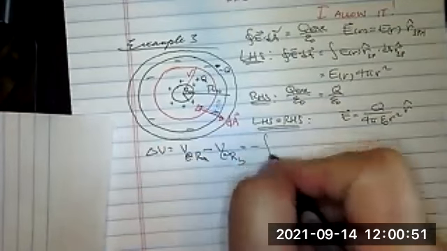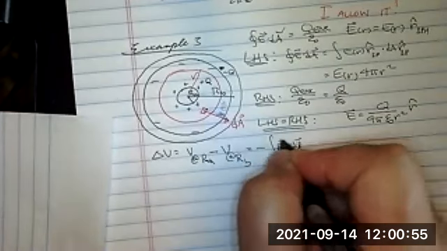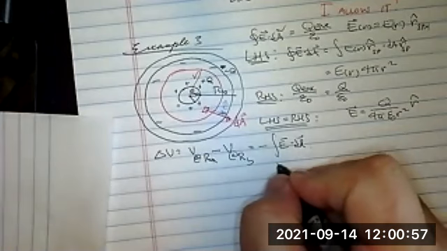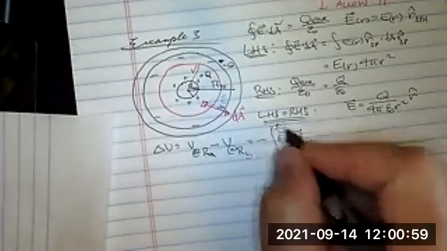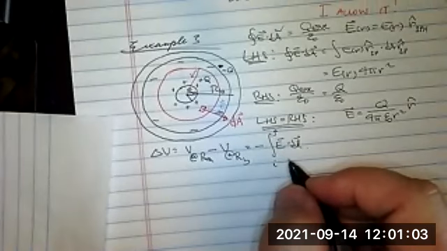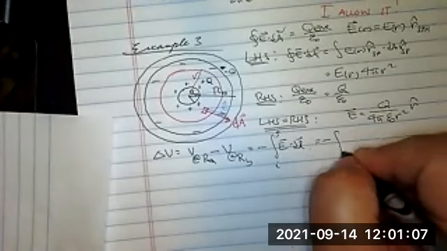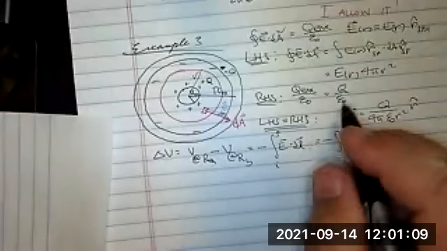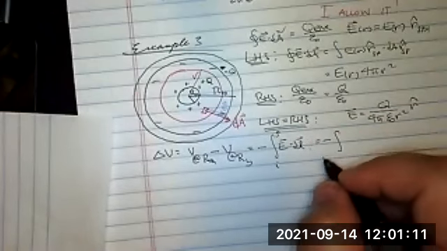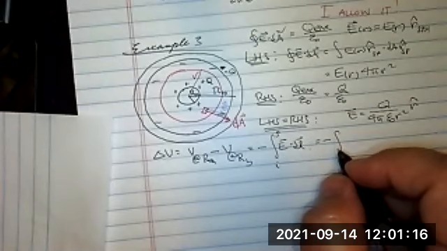That's going to be the negative integral of E dot dL, from initial to final. This time I'm going to use the dL to dictate my direction instead of the range of integration. So I'm going to say equals negative integral. Since I'm not using the range of integration, I'm going to integrate from the small to the large, which would be from RA to RB.